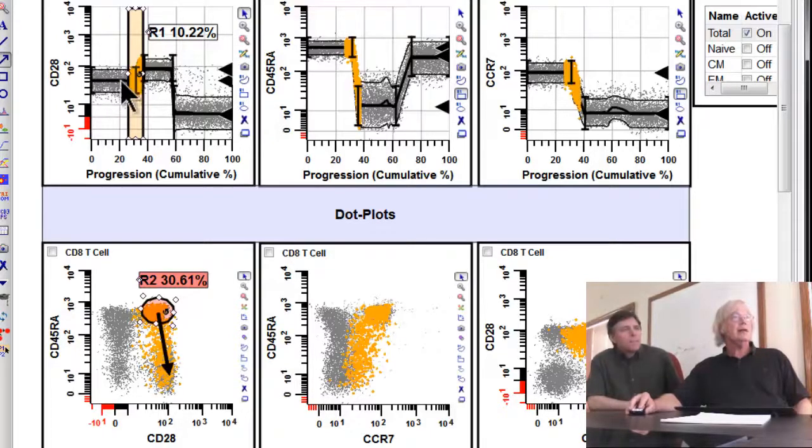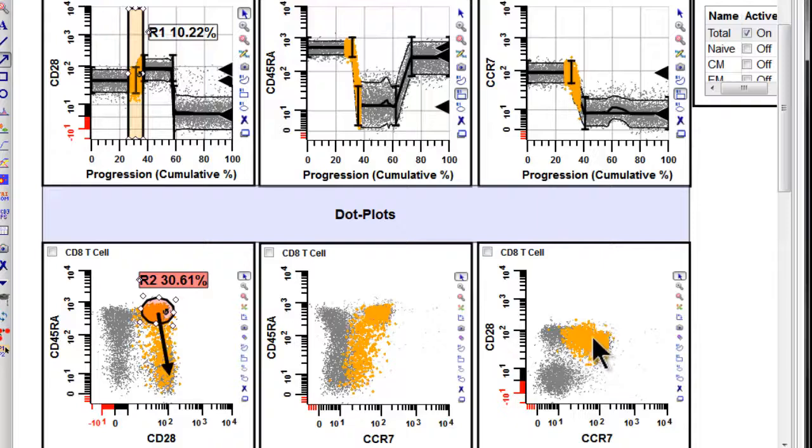That's right. So right at this point where CD28 is starting to increase in intensity, if you go down here, you can see that happening right here. And then you can also see over here that this is the area where CD45RA is just starting to downregulate. And notice that indeed CCR7 is also starting to downregulate. So we see these continuums right here in the dot plots.